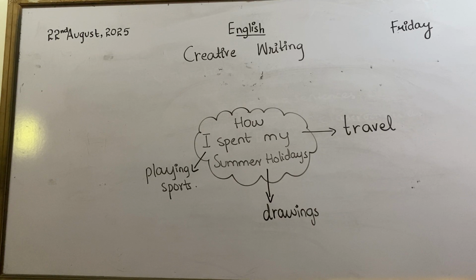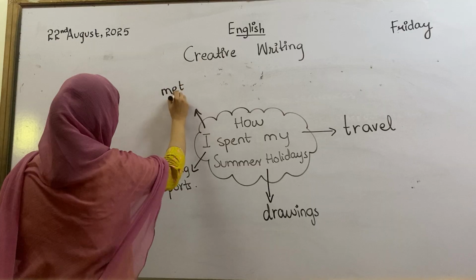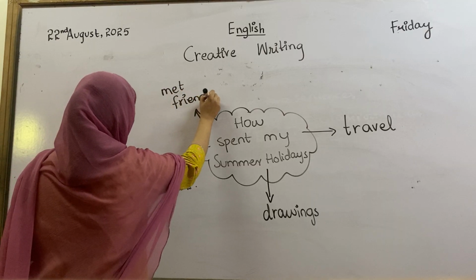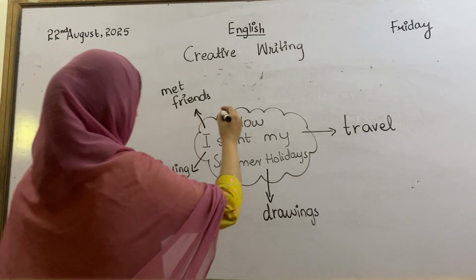Okay, what else? Yes, Samad, what did you do? You met your friends. That's nice. Meeting your friends who live outstation is a very nice activity to do in the summer holidays. Yes, Daniel, what have you done? What did you do? Awesome, you did a picnic with your family.